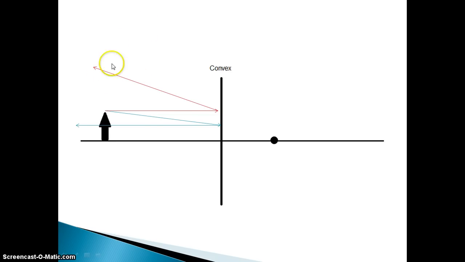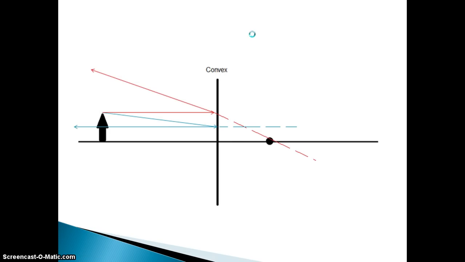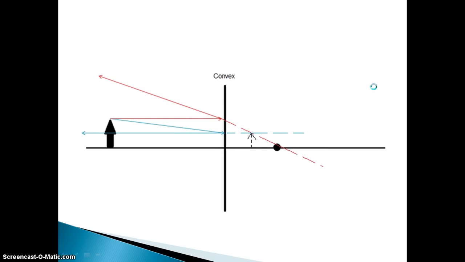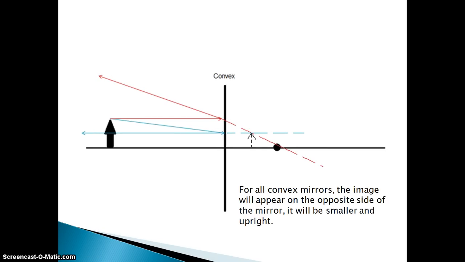We see once again these 2 rays do not intersect each other, so we're going to trace them back dotted because they are virtual. And we see an intersection right here. Our image is going to be dotted because it too is virtual. With all convex mirrors, the image is always going to appear on the opposite side of the mirror as opposed to the object. It will be smaller, it will be upright, and it will be virtual.